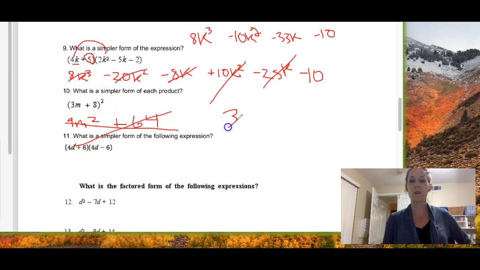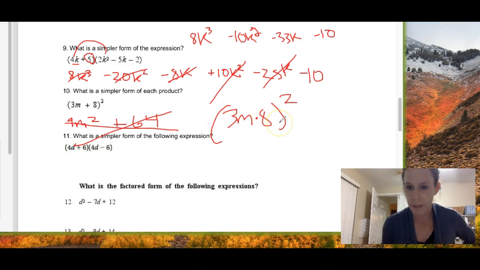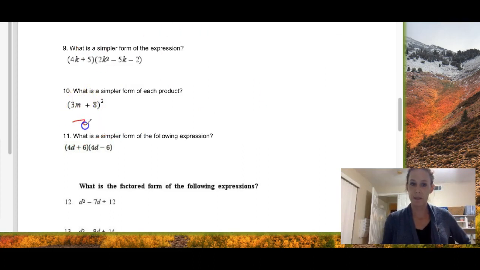That rule only works if everything is multiplied together and then you square it. Then you would square the 3, the m, and the 8, okay? Because everything's multiplied together. Everything's getting squared. These are added. They're not multiplied. Do not do this. You're going to miss your middle term. What this actually means is 3m plus 8 times 3m plus 8.